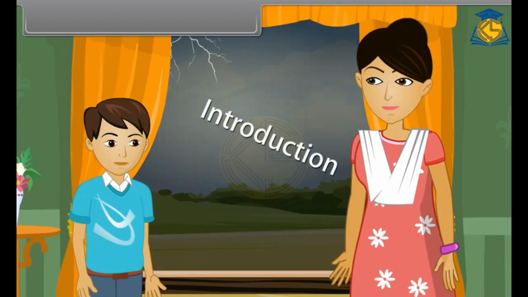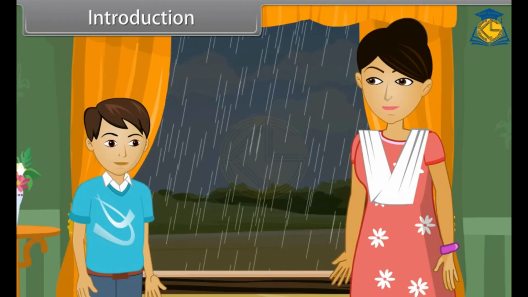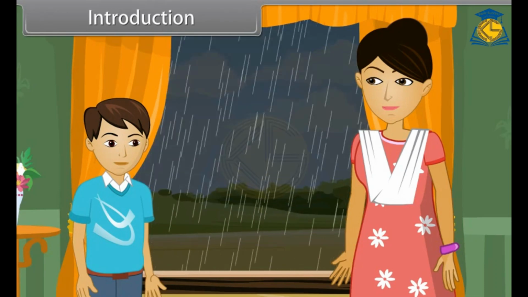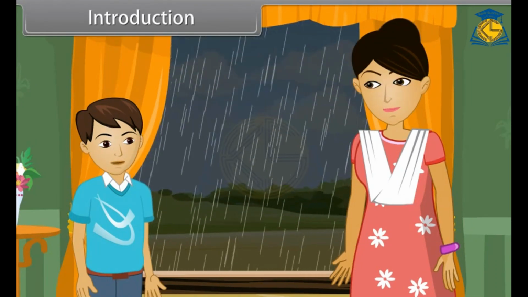Introduction. Sumit and his mother are standing at the window and watching outside. The weather is looking good and there is a probability of first rain of the season. Suddenly, rain starts. Sumit requests his mother to let him go outside and enjoy the rain.